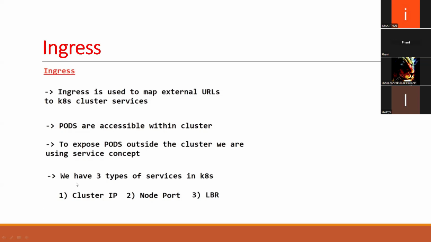We have three types of services in Kubernetes. ClusterIP: so what is the ClusterIP service, guys? Within the ClusterIP, pods are accessible within the cluster only. So what is the NodePort, guys? If you want to access the pods or application outside the cluster, we can use the NodePort or the load balancer.